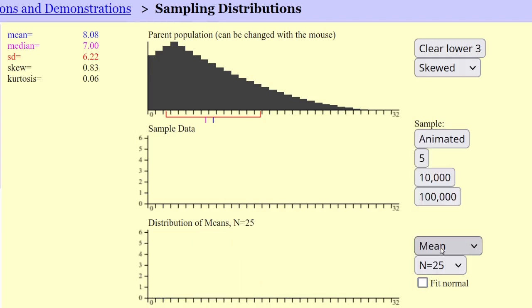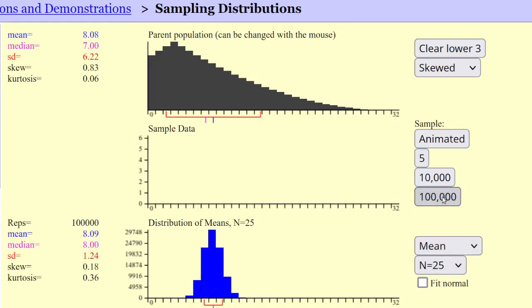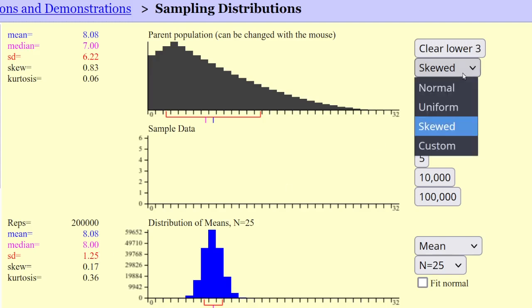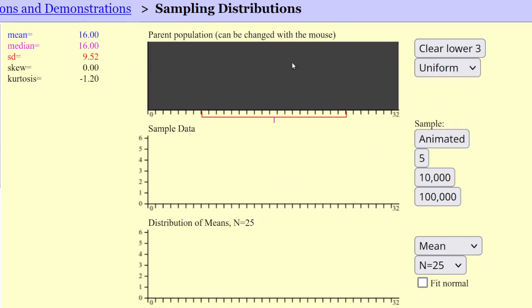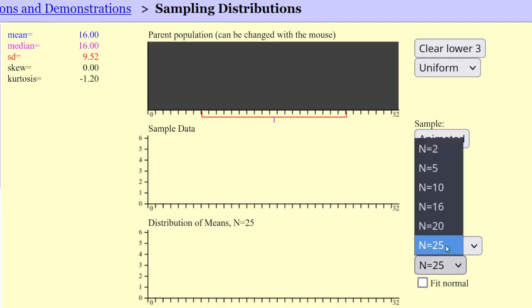And if we do it with a larger sample size, that happens again really quickly. We have a nice symmetric unimodal normal looking distribution. We have the same kind of results happening with our mean and standard deviation here. We can do a uniform distribution, which is just a perfectly flat one here, and we can do the same thing.